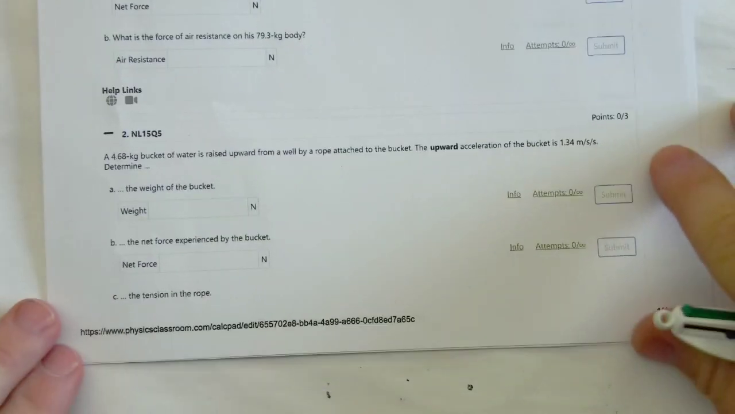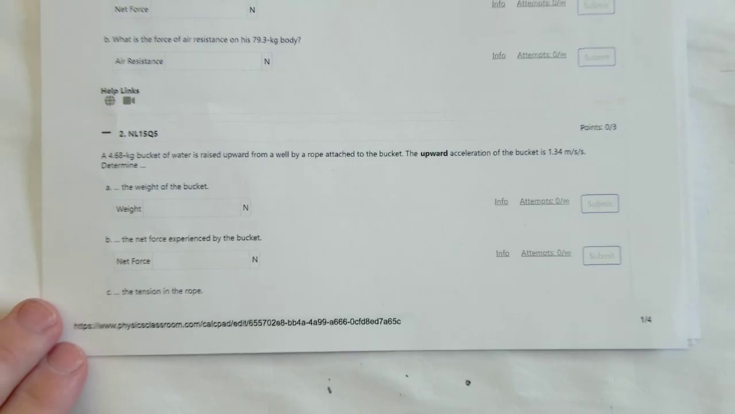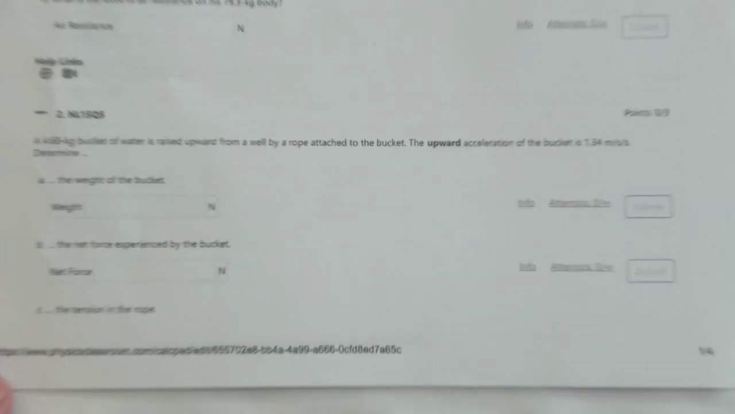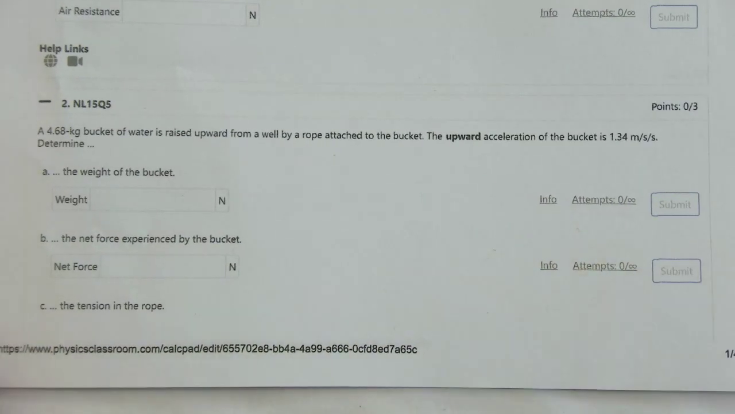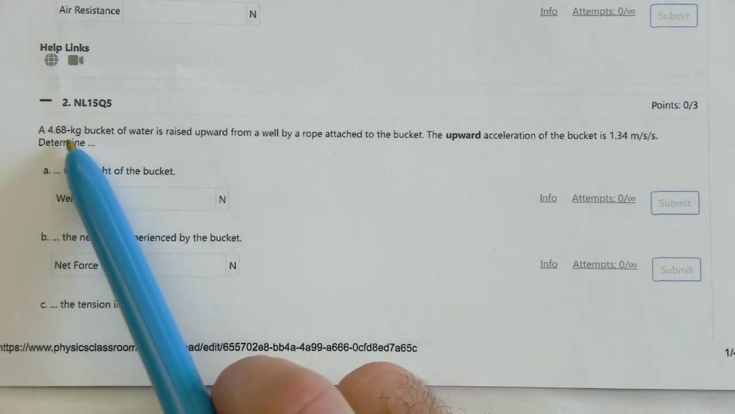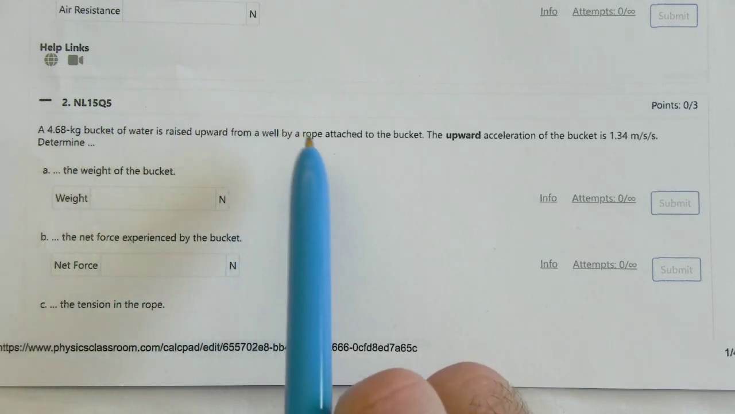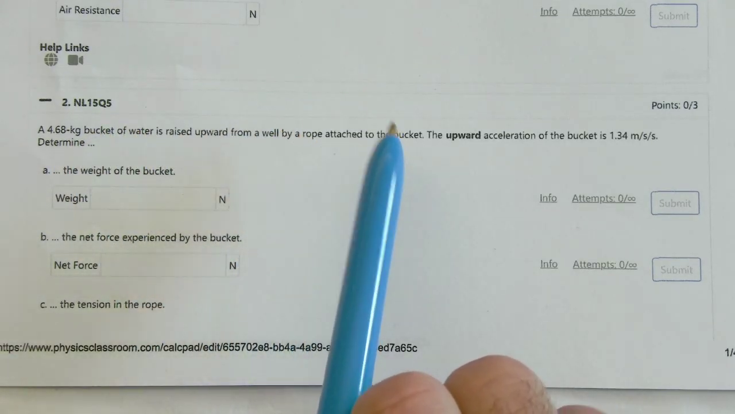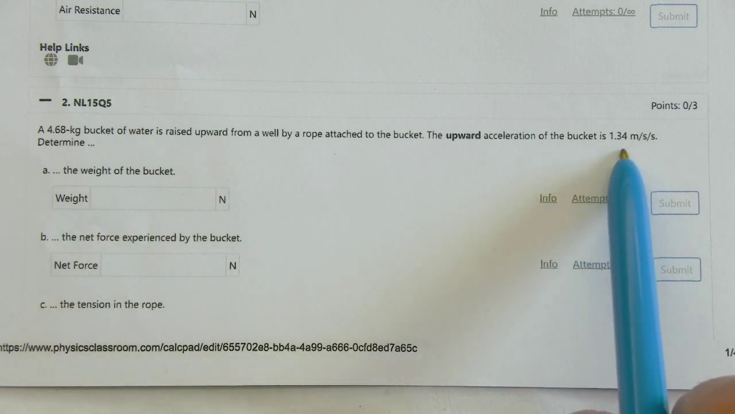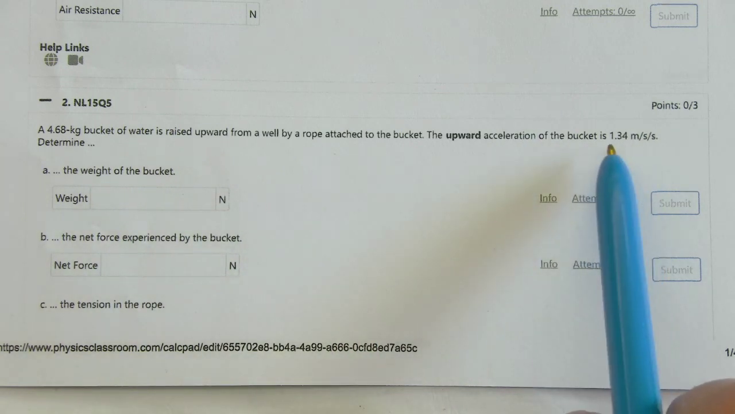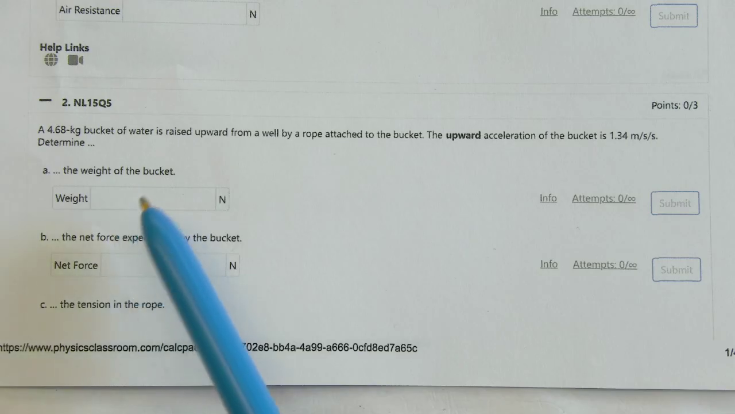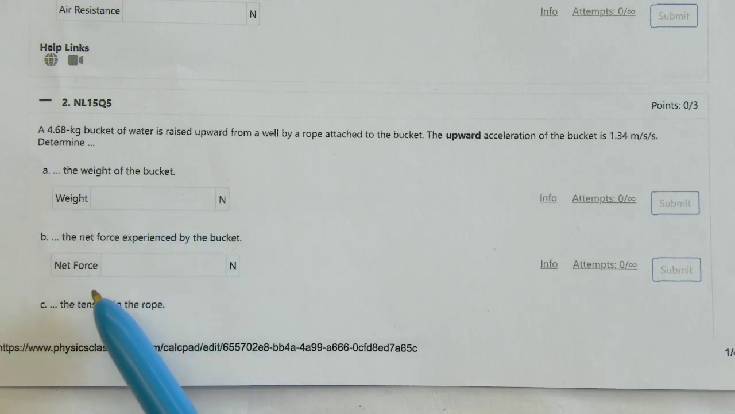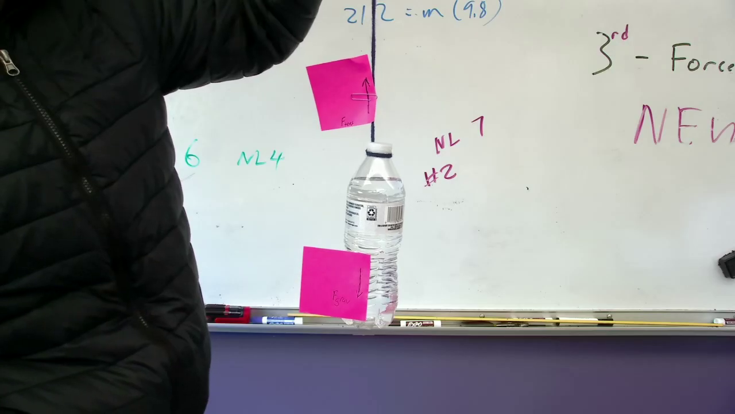This next question here, I've received a few questions about, so I wanted to do just a quick explanation. It gives you the mass of a bucket of water, and it's raised upward by a rope attached to it. It tells you the upward acceleration. Then it wants to know the weight of the bucket, and the net force experienced by the bucket. The first thing you really want to do is visualize what's happening here.